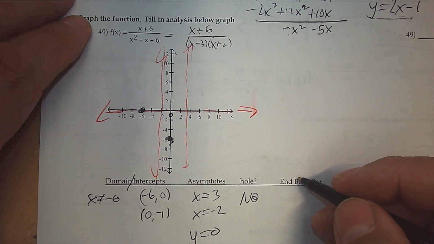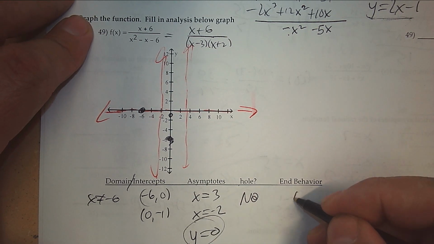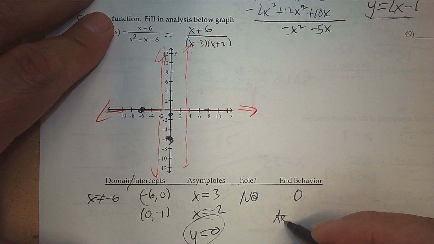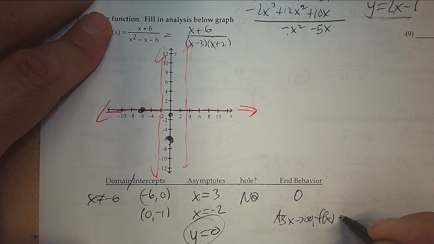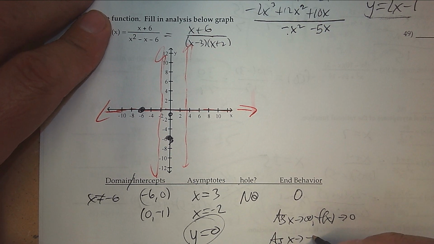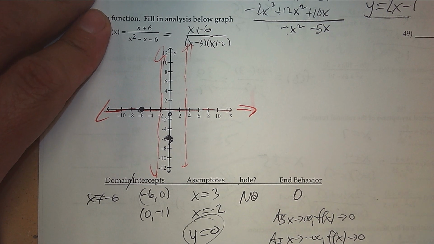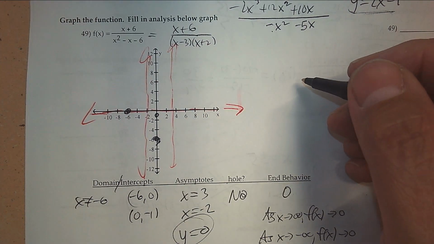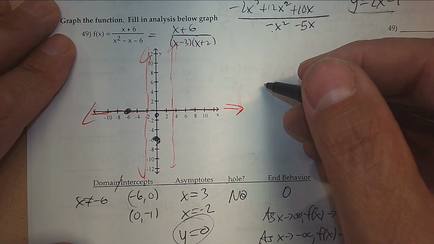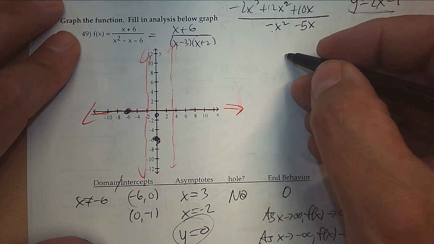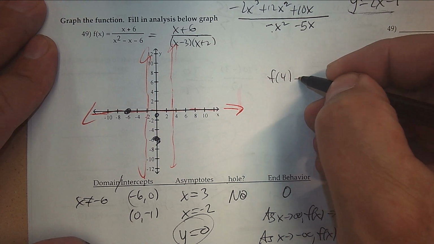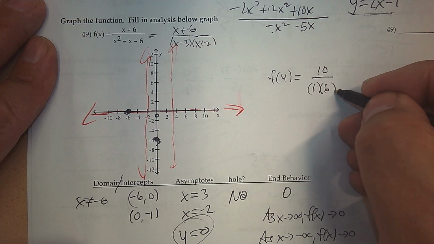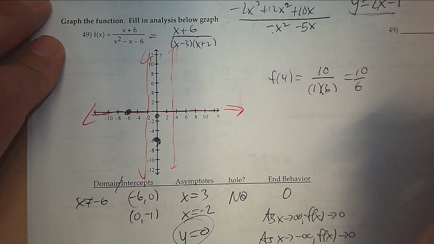What's the end behavior? Well, it's the horizontal asymptote. So as x approaches infinity, the function approaches 0 from both sides. I need a point over here somewhere, so I'm going to pick 4 or 5 or 6. One of those would be nice. Well, if I pick 4, 4 plus 6 is 10. 4 take away 1, 4 plus 2. So I get 10 over 6. So 4 and a little bit more than 1.